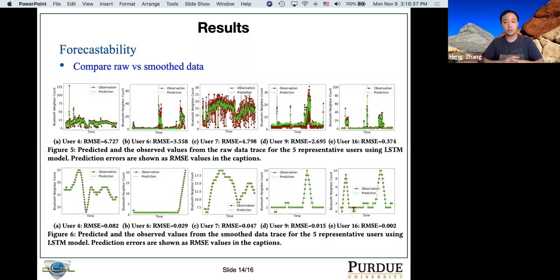But in the smoothed version, we can still represent the pattern of the user, but our prediction accuracy is much higher. If we look at the RMSE for the smoothed data set, the predicted value is pretty much aligned with the observed value.